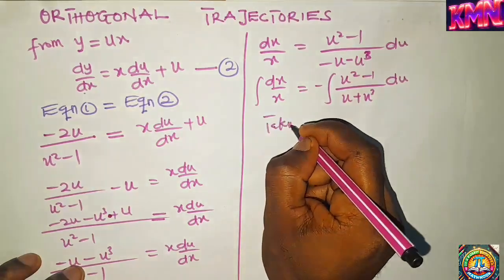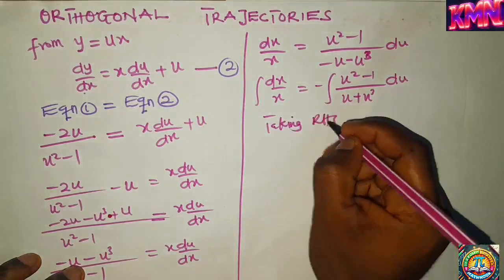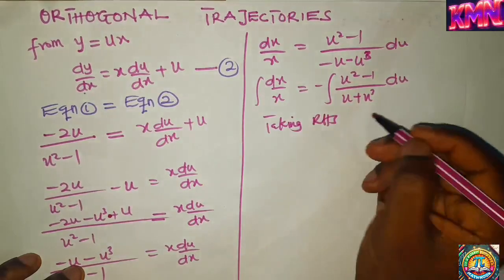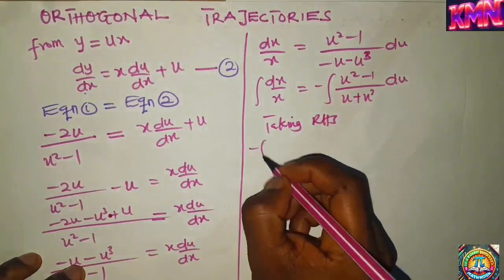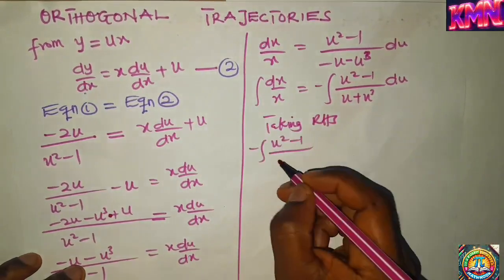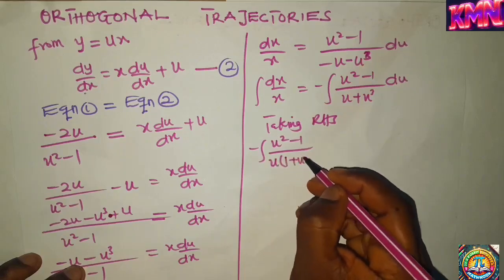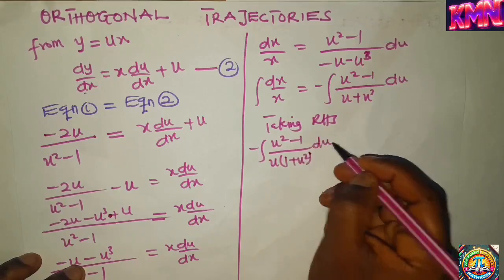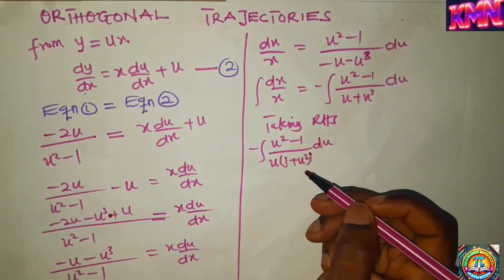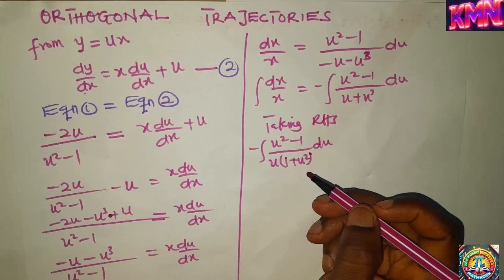So taking the right hand side, we know that that's the integral of, let's factorize the u out, 1 plus u squared du. The best approach here, we can use partial fraction decomposition to help us solve this.